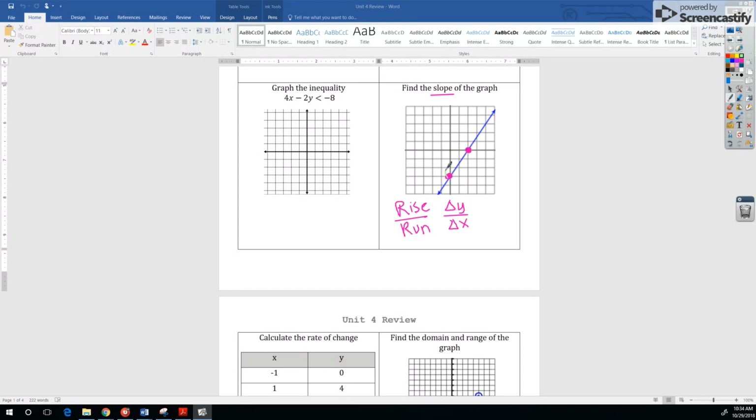So I can count and say 1, 2, 3 is my rise. And since I'm going up, it's positive. Then 1, 2 to the right, which is also positive. So 3 over 2 is my slope. I can keep counting that out. Up 3 over 2. And I can get to more points on my graph. 1, 2, 3, 1, 2. There's another point.